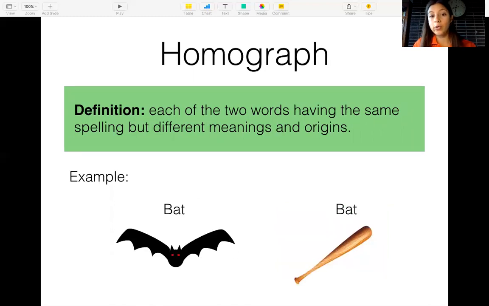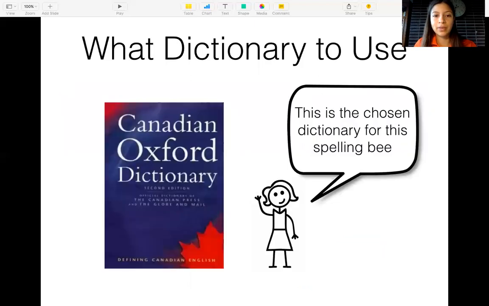Next is homograph. So we have two words having the same spelling but different meanings and origins. As you can see here, they're both spelled exactly the same, bat and bat, but one is the animal bat and one is the baseball bat. Okay, so make sure you identify them in your manual before you do the spelling bee.